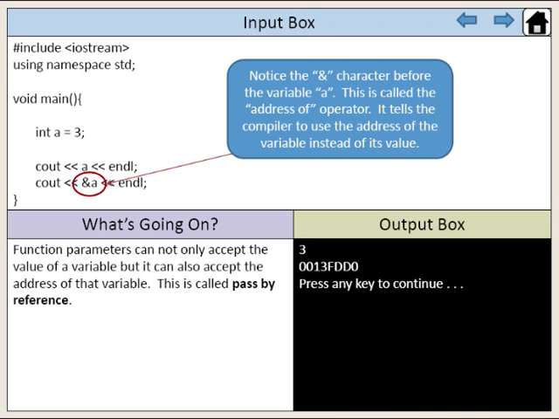Notice the ampersand character before the variable a. This is called the address of operator. It tells the compiler to use the address of the variable instead of its value.